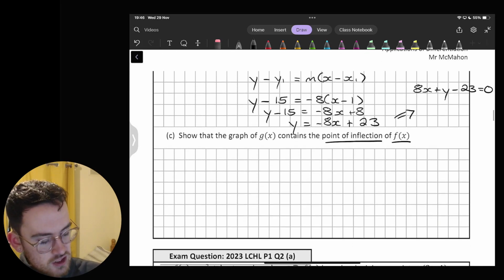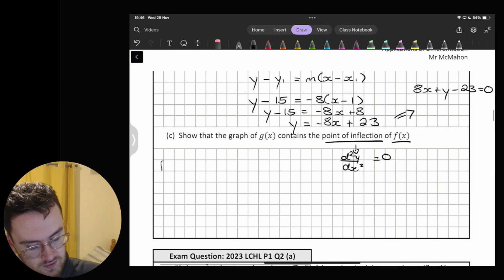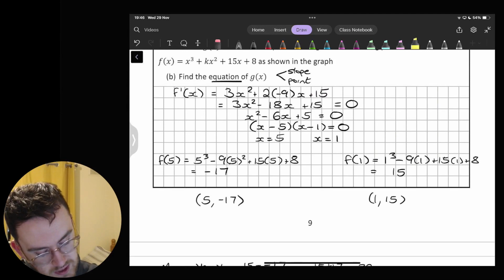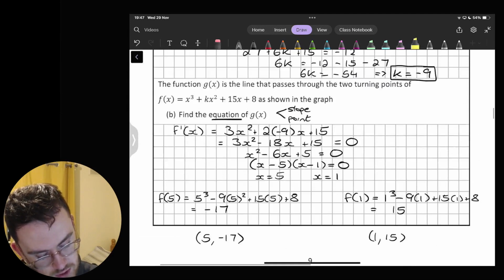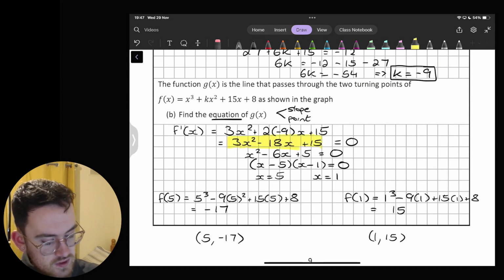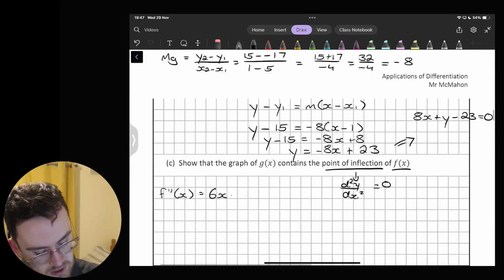So point of inflection, we should hopefully remember, is second derivative equal to 0. So let's find the second derivative of f of x. First derivative we have up here already. We found it twice actually. So second derivative would be 6x minus 18, I believe. Yeah, minus 18. We want that second derivative to be equal to 0, which means x is equal to 3.